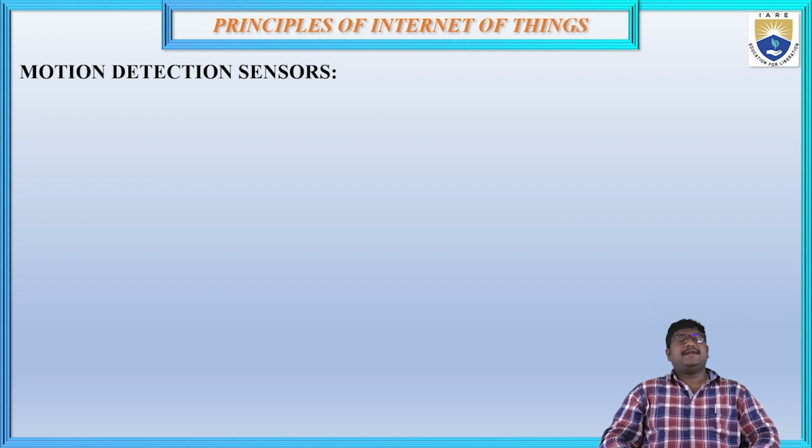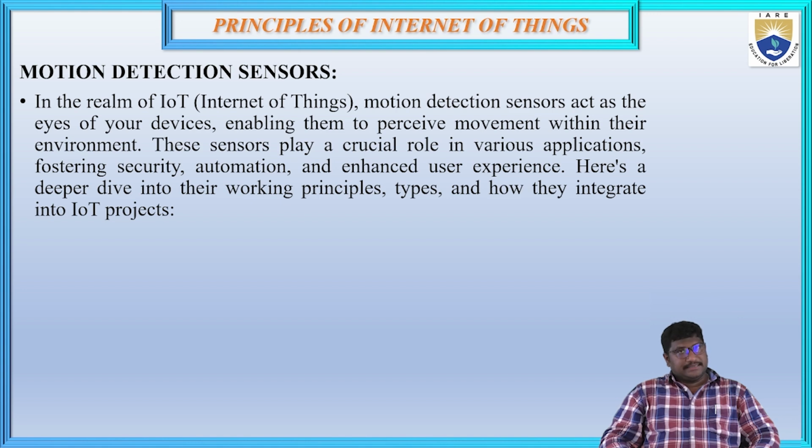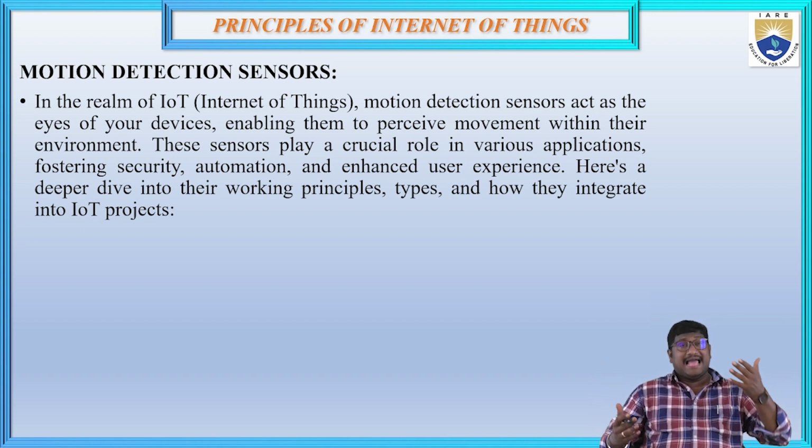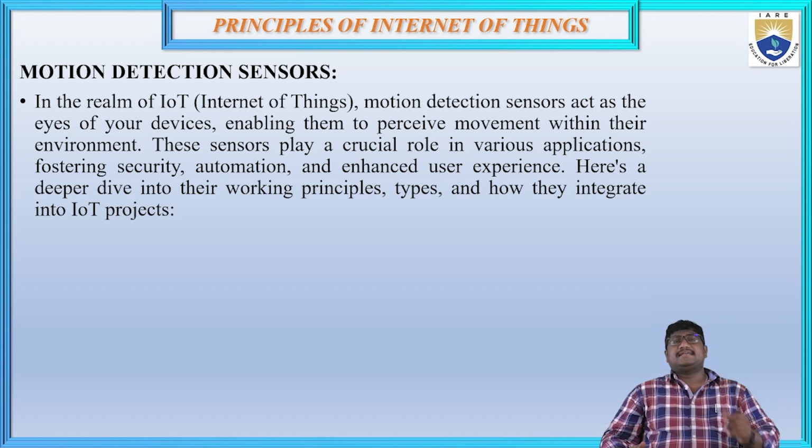Have a look, guys. First, we'll start with discussing the motion detection sensor. How is this motion detection sensor used in Internet of Things? This is the sensor which acts like your eyes, basically the eyes of our particular device, which is going to establish a perspective of movement within the environment. These sensors play a crucial role in different kinds of applications, guys, like security, fostering automation, and enhancing user experience. All these things are related to your motion detection sensor.